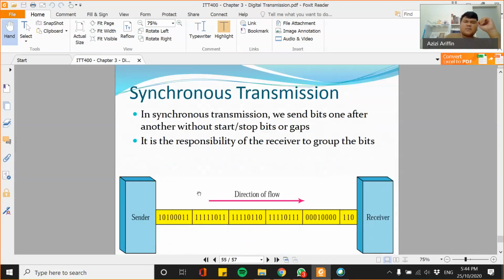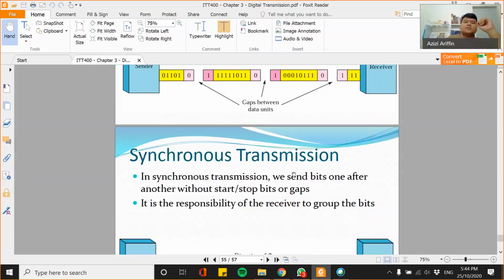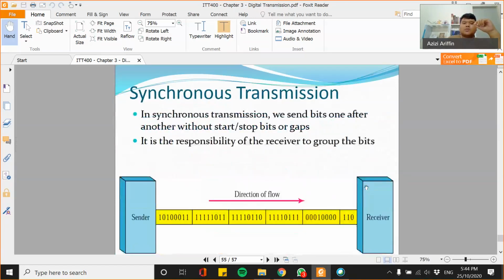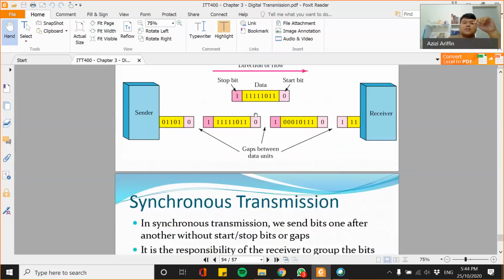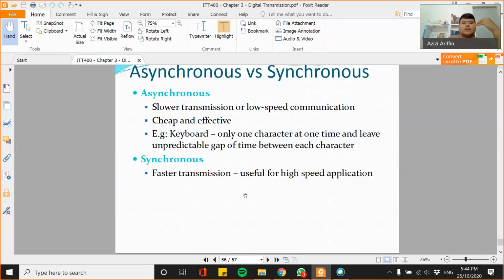And for another one is, this is asynchronous, and another one is synchronous. So for synchronous, it is the job of the receiver to group the bit. So maksudnya dia hantar je. In transmission we send bit one after another without stop and start bit. So dia tak ada stop ni. Kalau ni ada gap kan. So ni tak ada. Right? So dia terus hantar je. So receiver tu yang kena pandai groupkan dia. Right? So we see the differences.